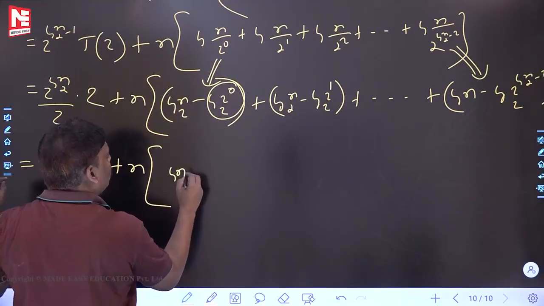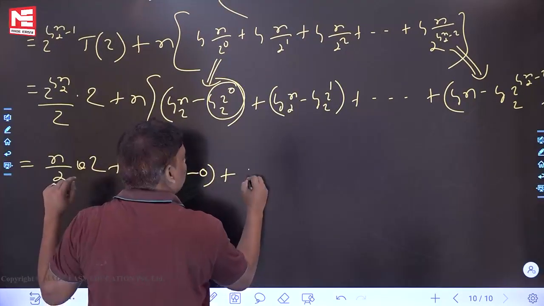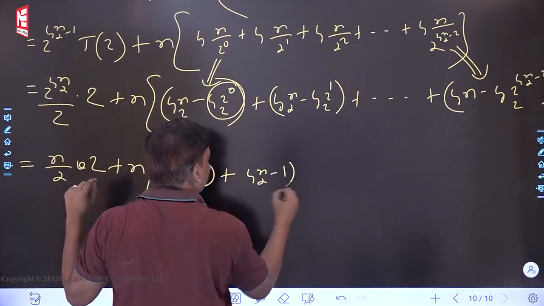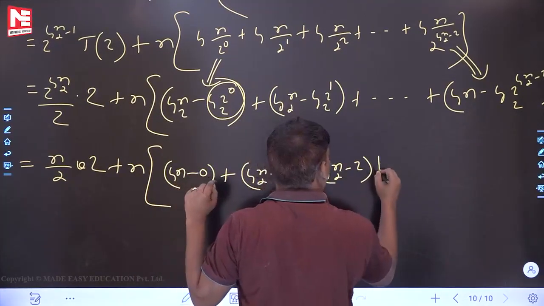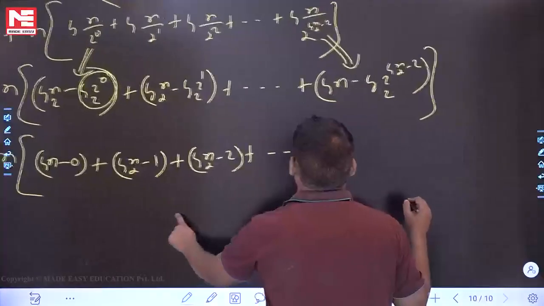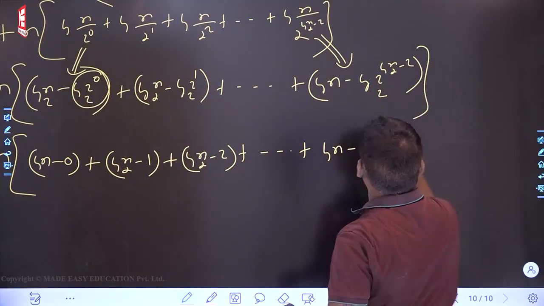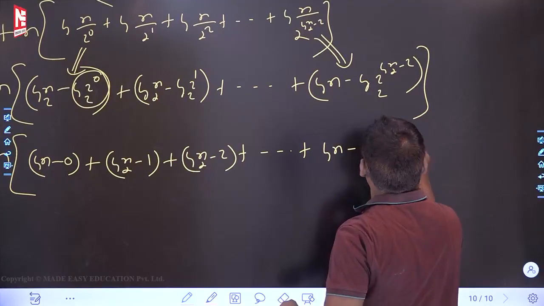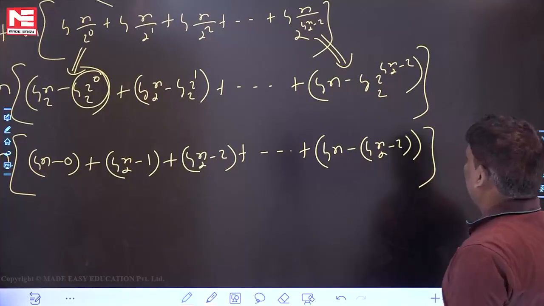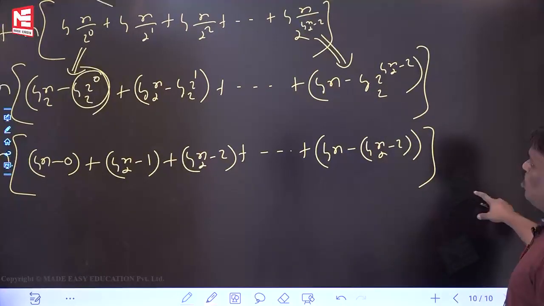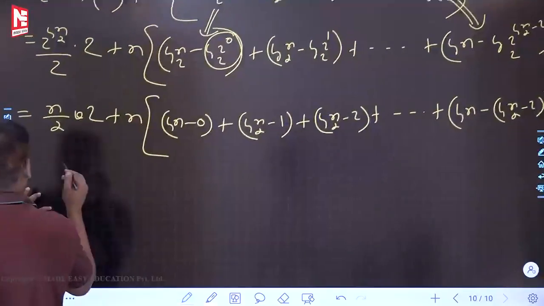This can be nothing but log n base 2 minus 0. This can be written as log n base 2 minus 1. This is nothing but log n base 2 minus 2. It will continue. Can you say what is the last one? The last one, if you see, log n base 2 minus, this will become minus 2. Verify properly. Right? Fine.